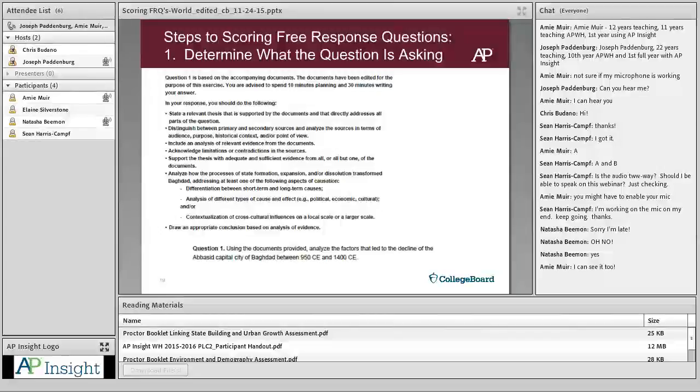And the last one, analyze how the process of state formation, expansion, or dissolution transformed Baghdad. Now that's specifically for this question. That's that contextualization. Okay.